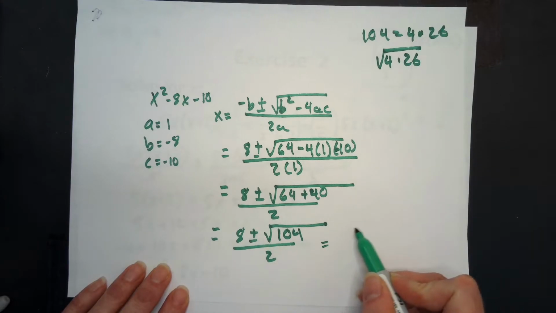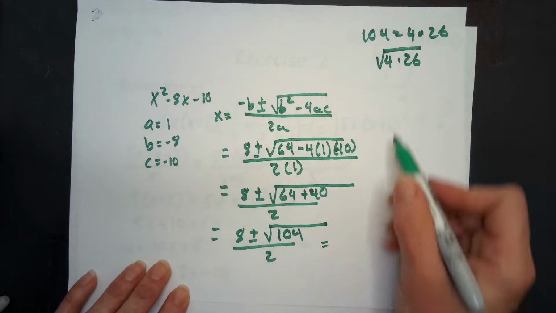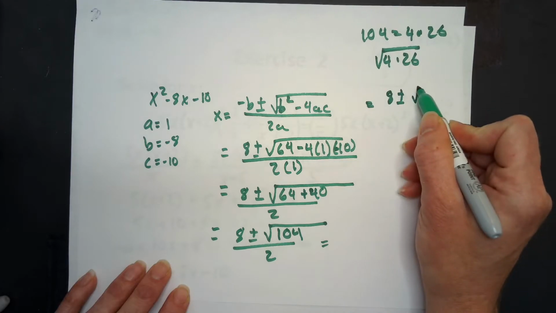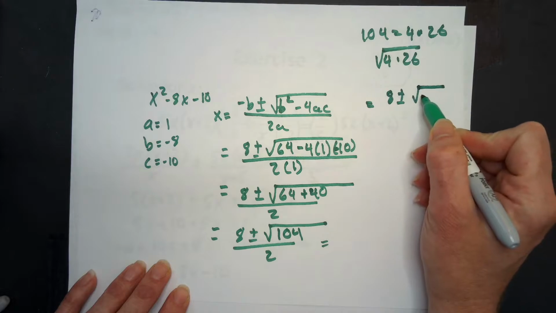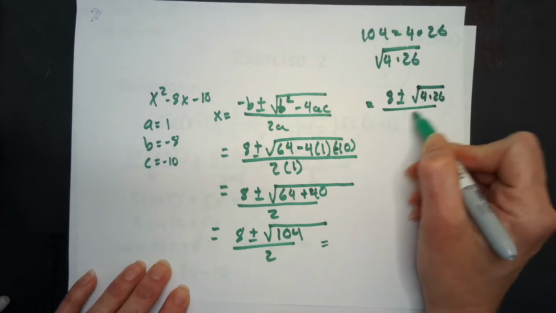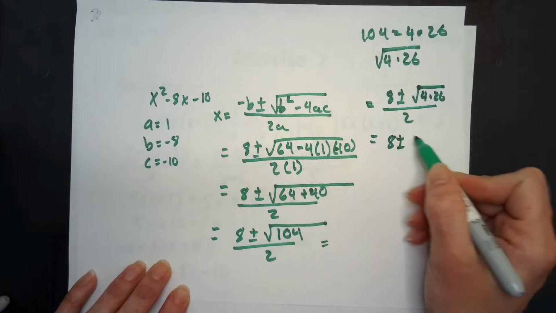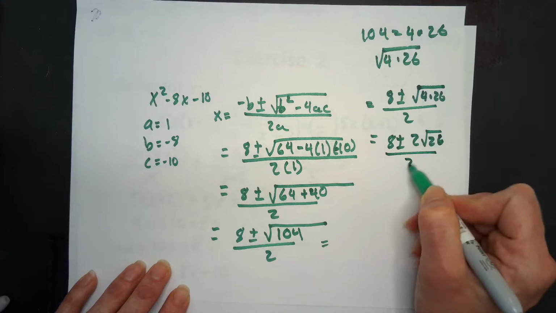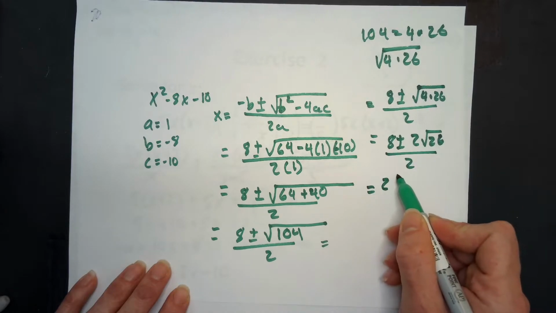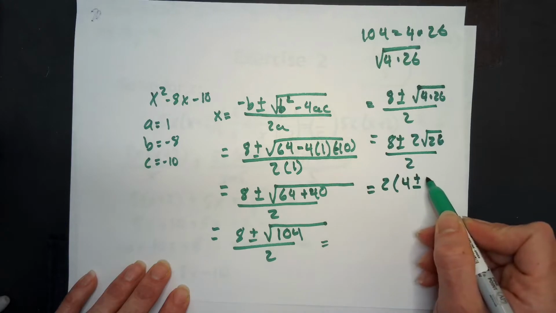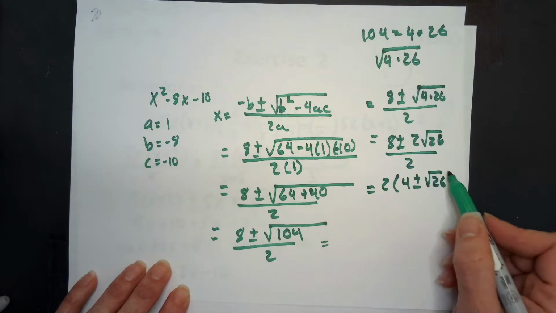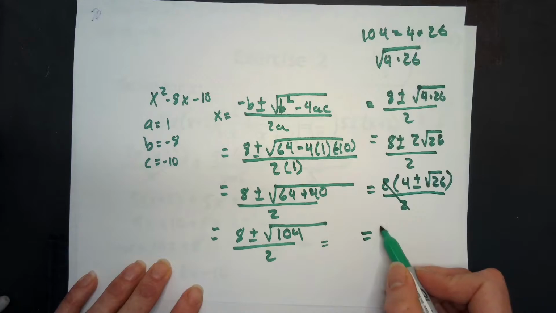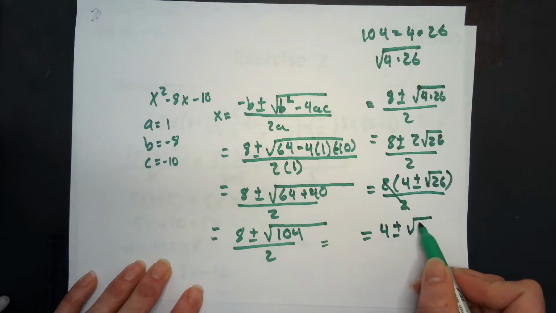So what do we have? We have 8 plus or minus the square root of 4 times 26, all over 2. 8 plus or minus 2 times the square root of 26, all over 2. I can factor out a 2, and you can do these in future steps. I'm just taking the most steps right now just to make sure everybody's following along. So I get 2 times 4 plus or minus the square root of 26, all over 2. The 2's cancel. So I got 4 plus or minus the square root of 26.